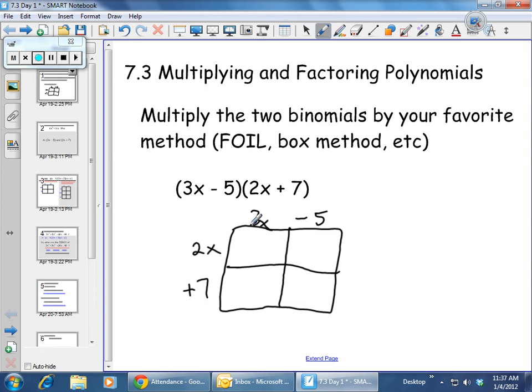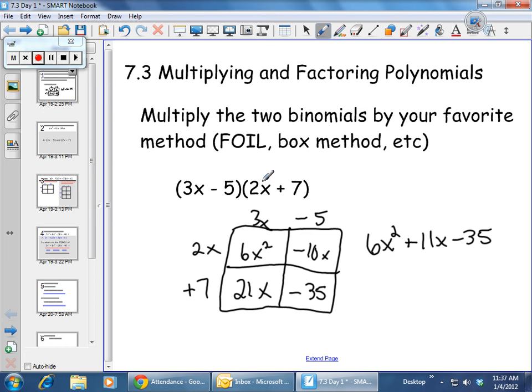So then we do 2x times 3x, that's 6x squared. Negative 5 times 2x is negative 10x. 3x times 7 is 21x. And 7 times negative 5 is negative 35. So when we combine like terms, we get 6x squared plus 11x minus 35.